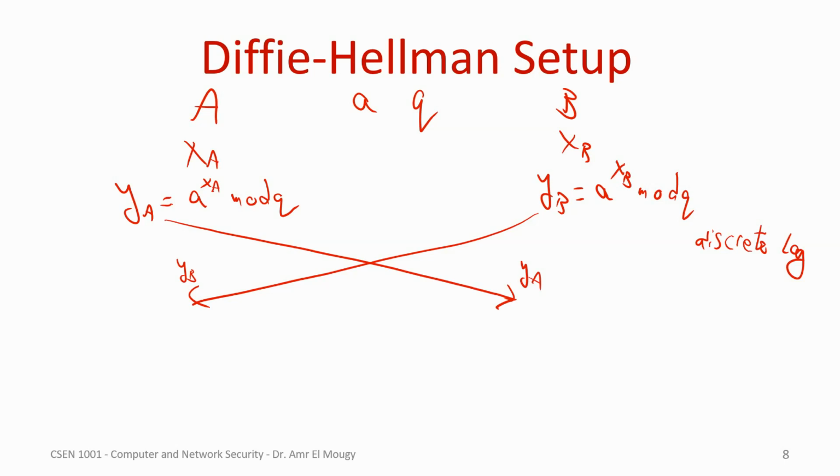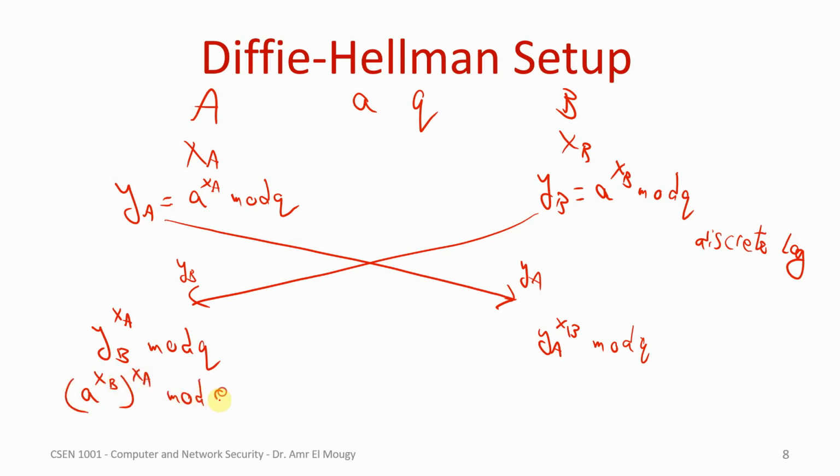Okay, so how can they calculate the secret key given that they have exchanged the public keys with each other? Very simply, A will take YB and raise it to the power of XA mod Q. B will take YA, the public key of A that has been sent to it by A, raise it to the power of XB mod Q. What does this result in? What is actually the value of YB? YB is A power XB, and you raise it to the power of XA mod Q.